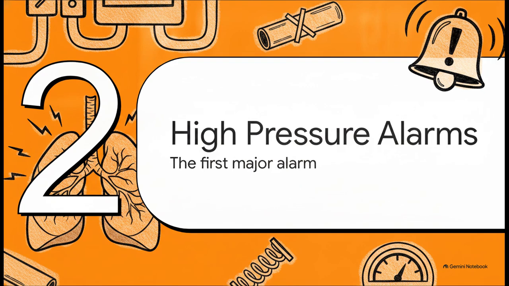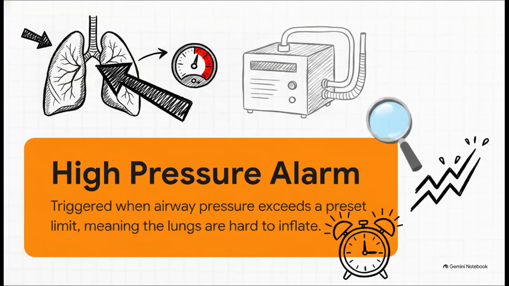Moving on to section 2. Tackling high-pressure alarms, which is probably the first major alarm you'll run into. So what does a high-pressure alarm actually mean? Basically, the machine is trying to give a breath, but it's hitting a wall. Too much pushback. Vents are smart. They want to prevent blowing a lung, so they have a preset limit, usually 10 to 15 centimeters of water above normal. Hit that limit, the alarm blares, and the vent cuts the breath short to prevent injury.